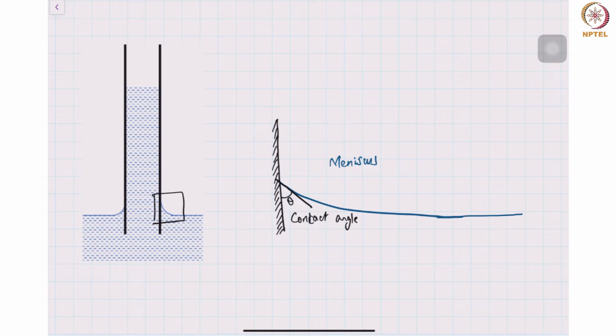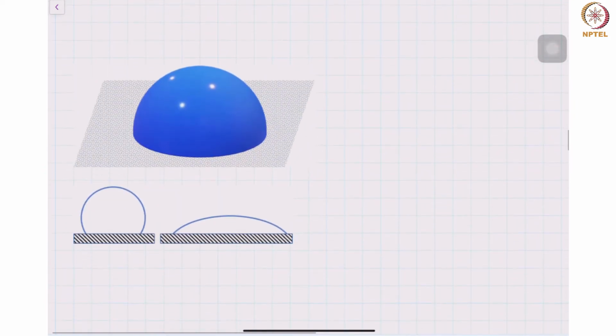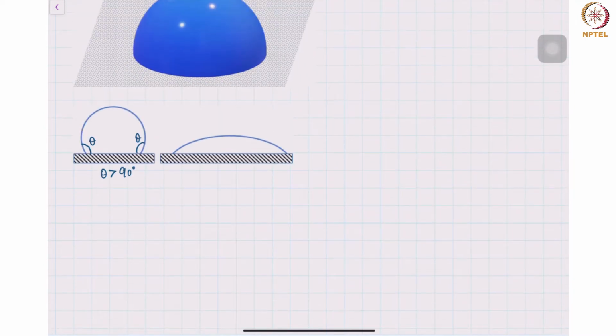Another common experience is the case of a droplet. What you're seeing here is a droplet sitting on a surface. Instead of looking at it as a three-dimensional image, let's look at it as a two-dimensional image, the cross-section of this droplet drawn right at the middle. I'm showing you two images here. In the left image, you have an angle as measured inside the liquid. This angle is greater than 90 degrees, and so this surface is referred to as a hydrophobic surface.